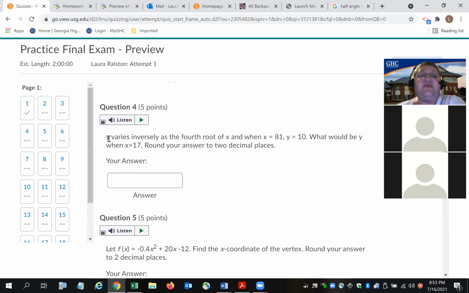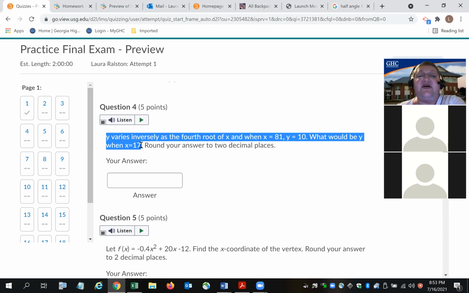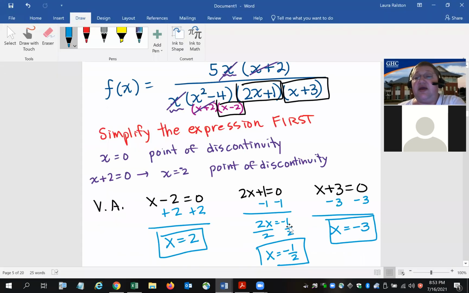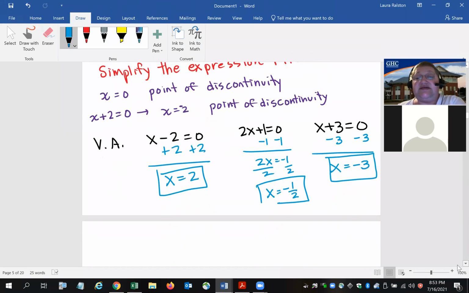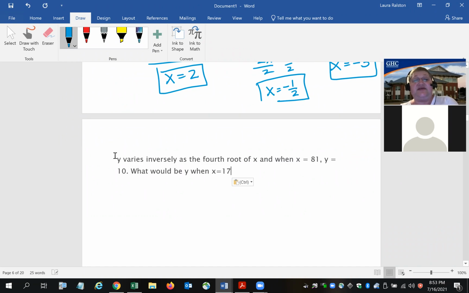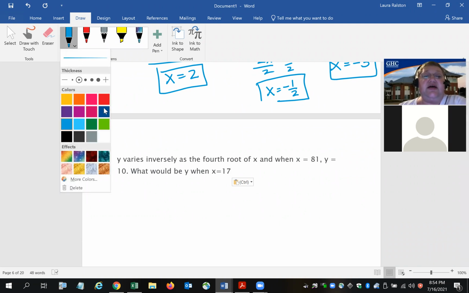A lot of folks missed the one about the inverse variation as well on the midterm. So I'm going to run through that one. I'm trying to hit things that I remember that a lot of you guys missed, so hopefully you won't make the same mistake twice, so to speak. Okay, so this one says y varies inversely as the 4th root of x. That first sentence kind of gives you the formula that you need.